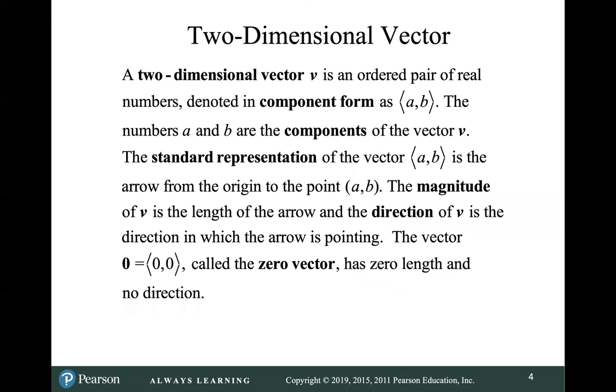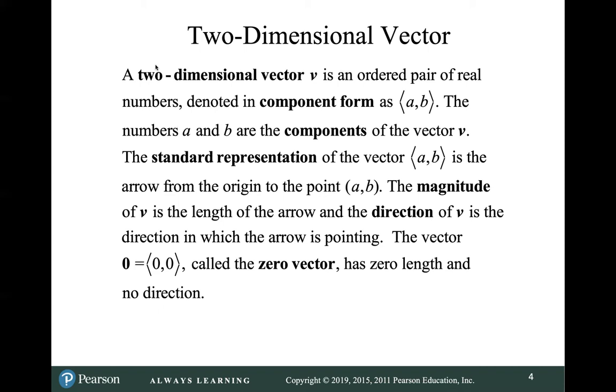This is kind of a more formal definition than we created in class. A two-dimensional vector, two-dimensional because we're only looking at two variables here, A and B, is an ordered pair of real numbers denoted in component form. Component form is what we call those pointy brackets, A comma B. The numbers A and B are components of the vector. The standard representation of vector AB is the arrow from the origin to the point AB. We saw that on the last slide.